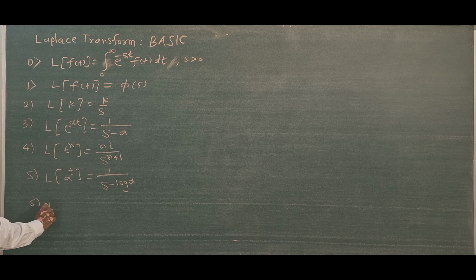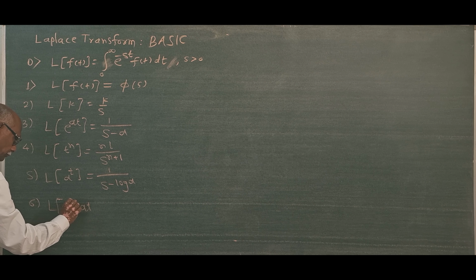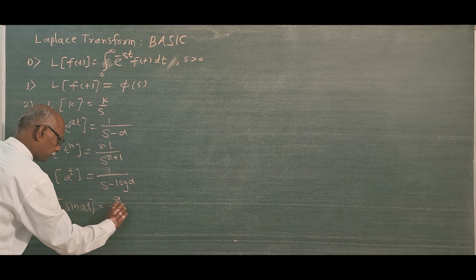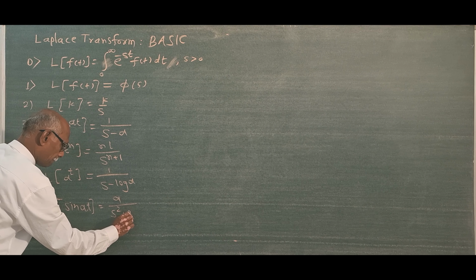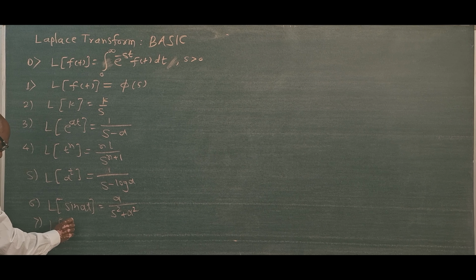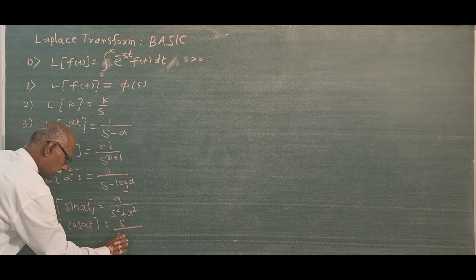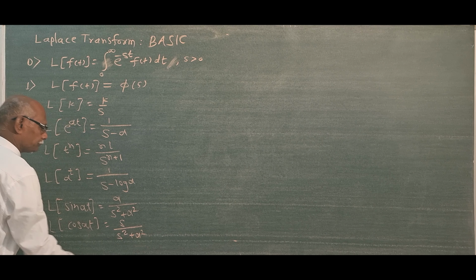Number 6, Laplace of sin at is equal to a divided by s square plus a square. Number 7, Laplace of cos at is s divided by s square plus a square.